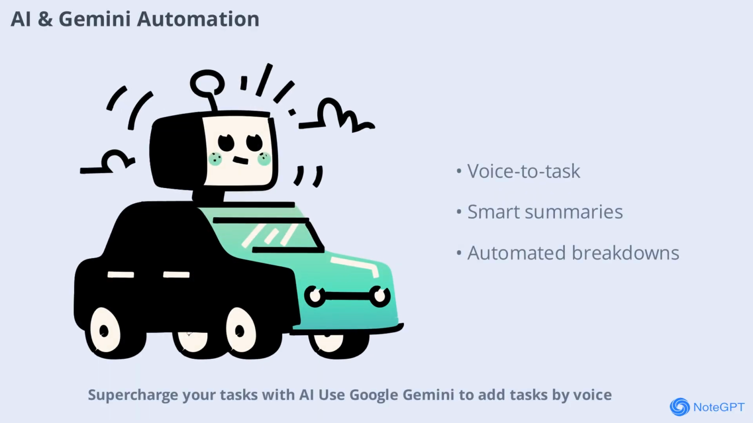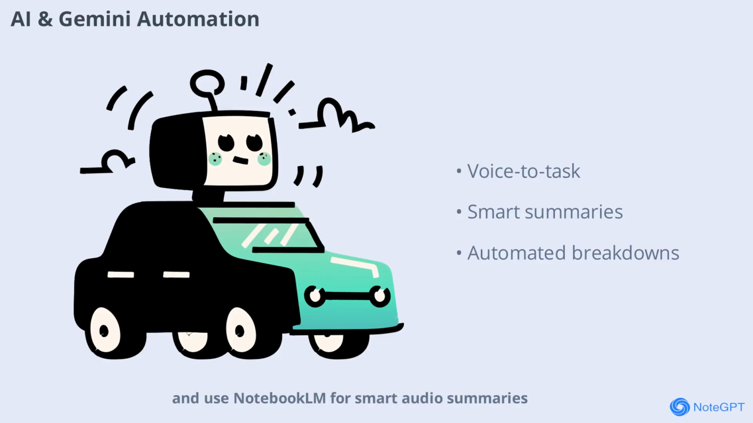Supercharge your tasks with AI. Use Google Gemini to add tasks by voice, summarize documents, and break down big projects into subtasks. Sync reminders from Google Keep, brainstorm weekly goals, and use it for smart audio summaries. This automation keeps your task list fresh and actionable.